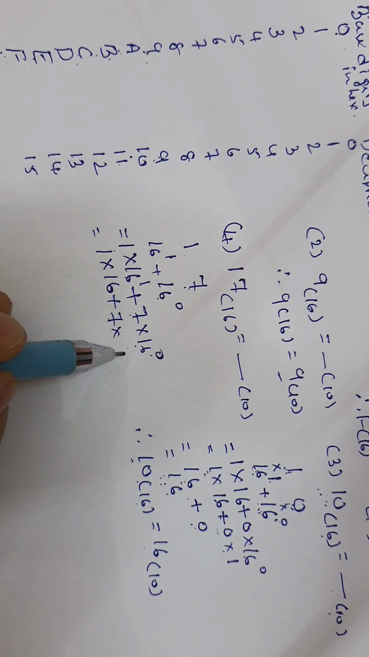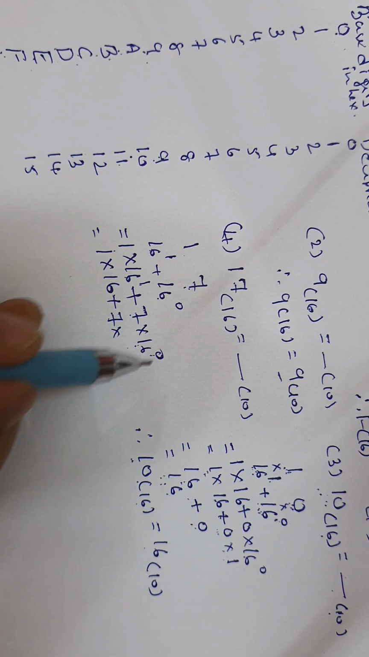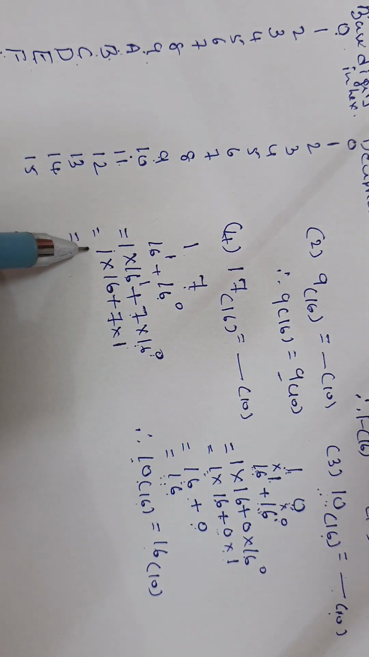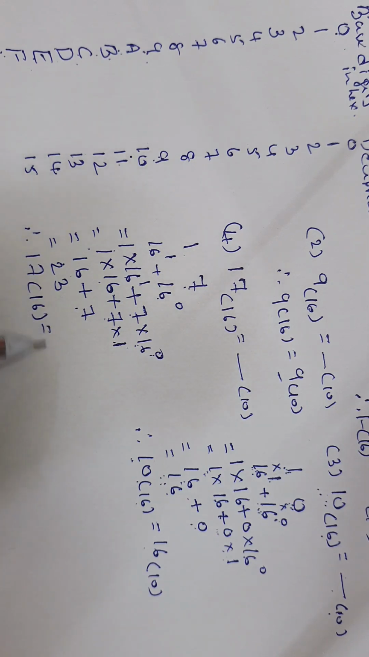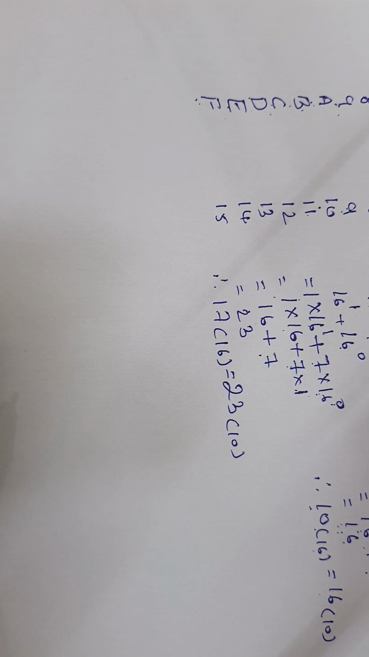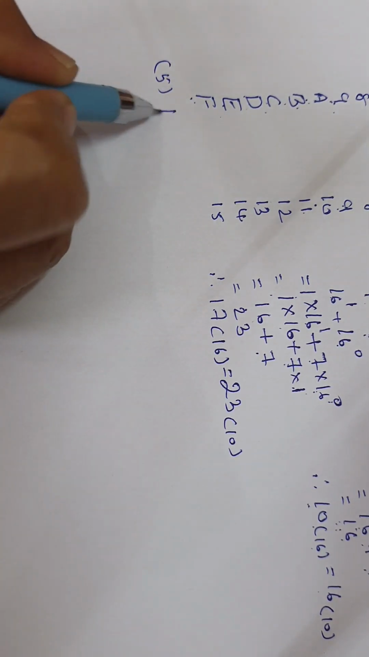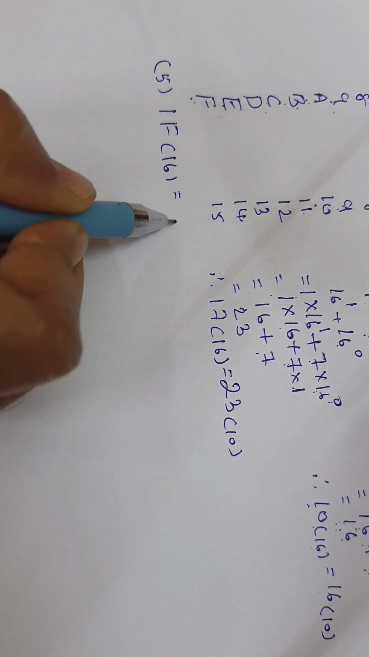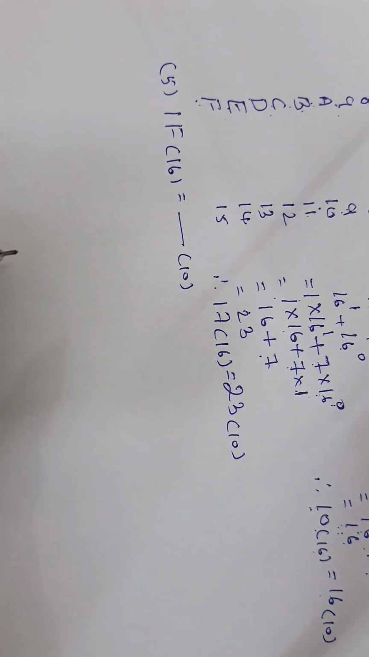Any number raised to the power 0 is 1. So 1 into 16 is 16 plus 7 into 1 is 7. So 16 plus 7 is 23. Hence 17 in hex is equal to 23 in decimal. So next we shall go to the fifth example. Right? So 1F in hex is equal to which decimal number?